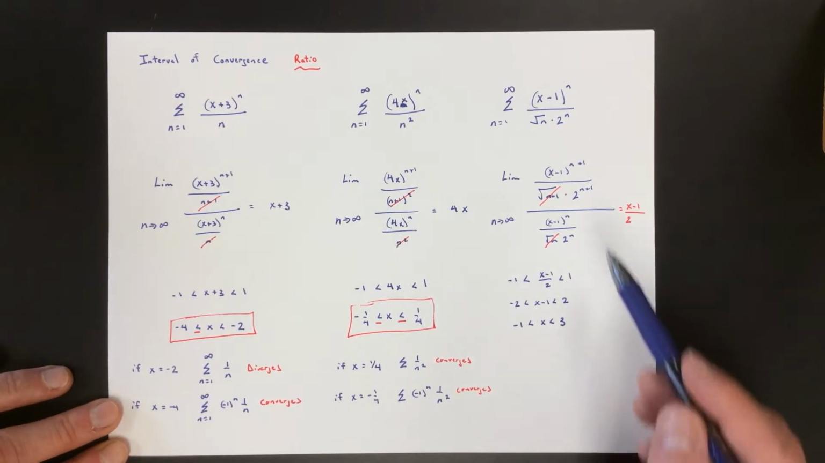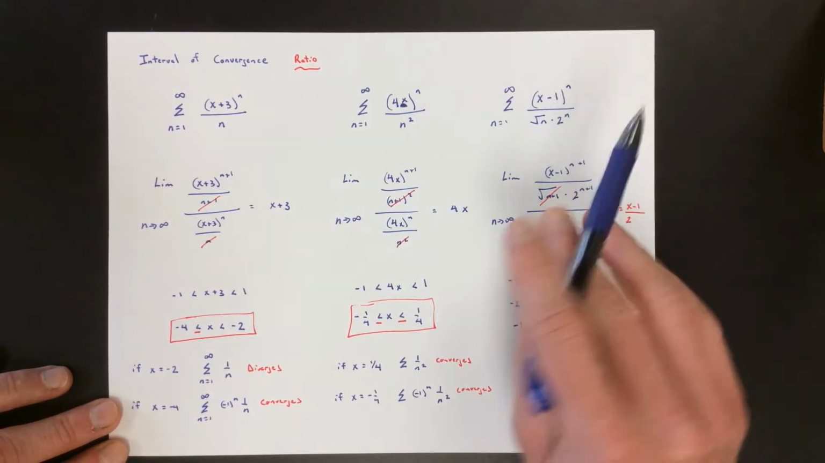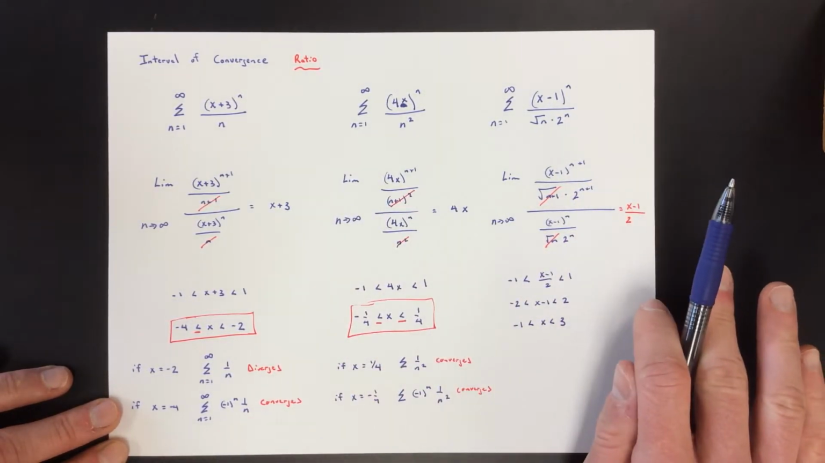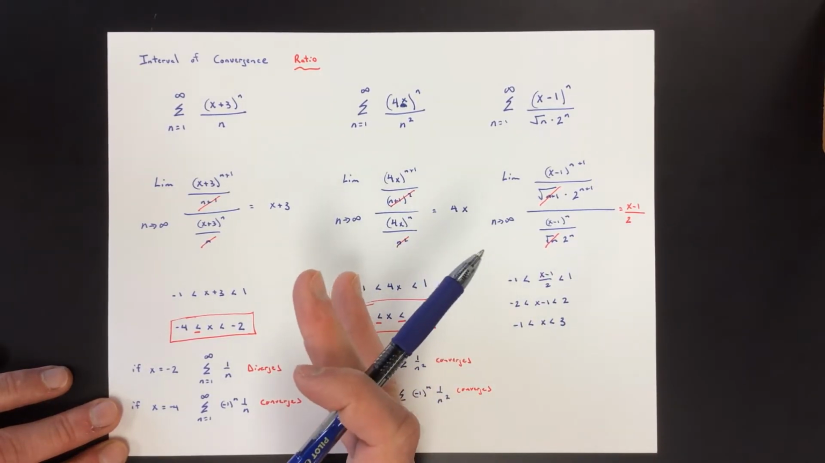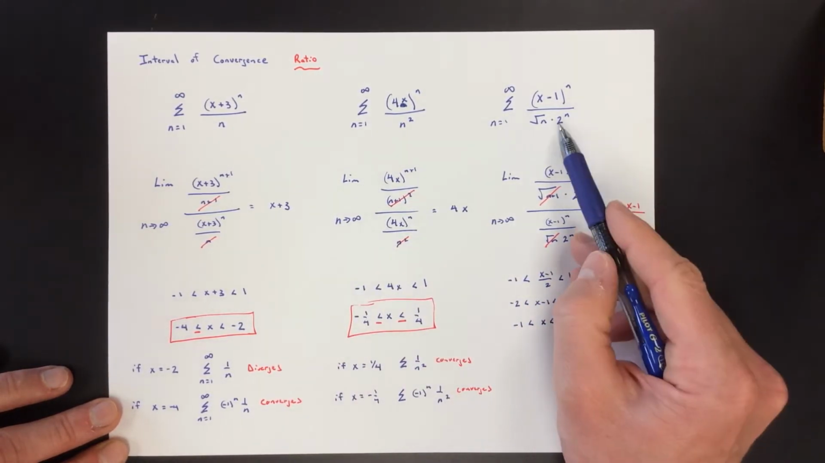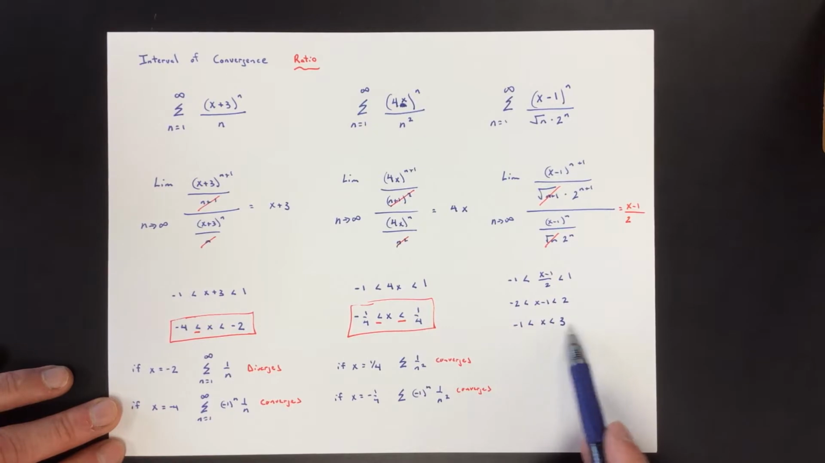This is exactly what we predicted. This minus 1 moved our interval of convergence center, right? Usually it's centered at 0. We moved it to 1, and this stretched it up 2 and then down 2. And now we have to check the endpoints.